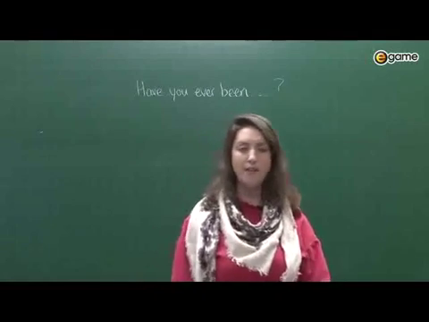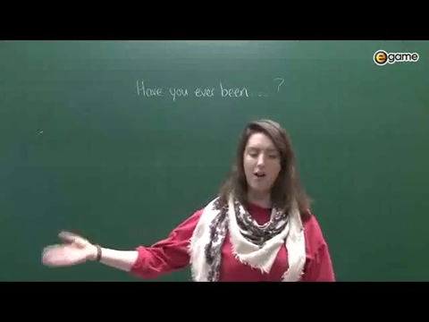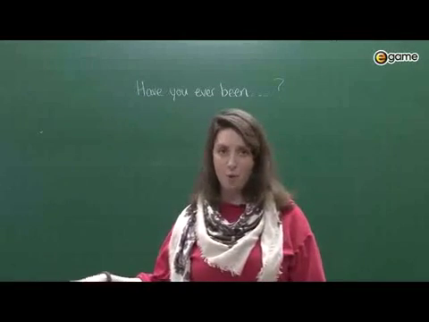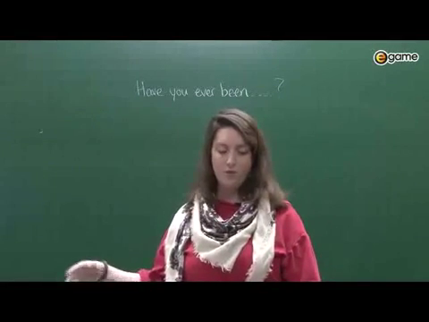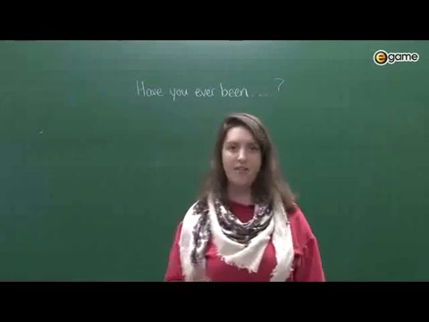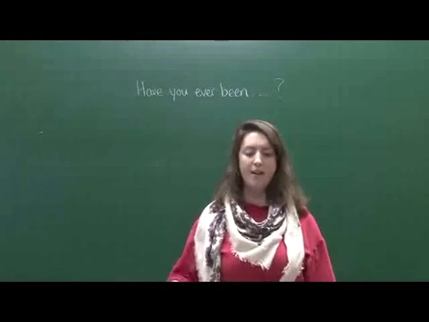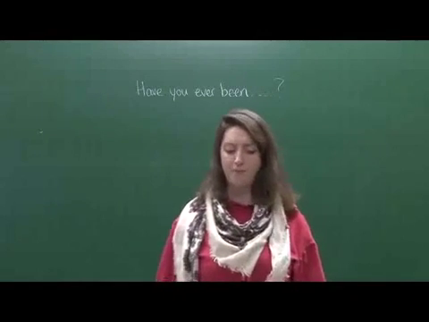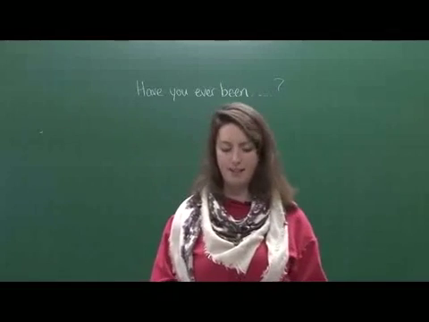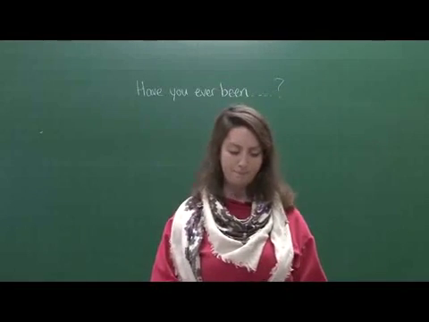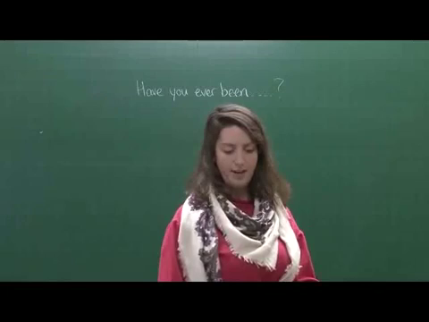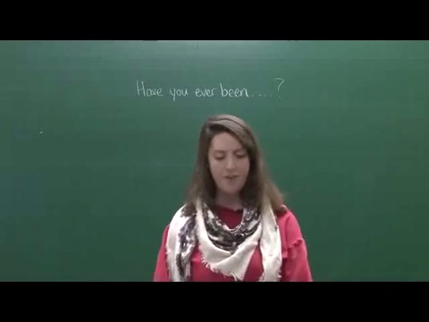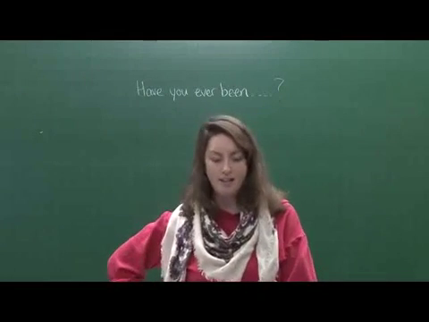And how do we form it? We start with the subject. So I, she, he, you, we, they have or has never, then the past participle. Never seen, never been, never fallen, and then the rest of the sentence, the object. Okay, so let's try this exercise together. Have a look at the slide.